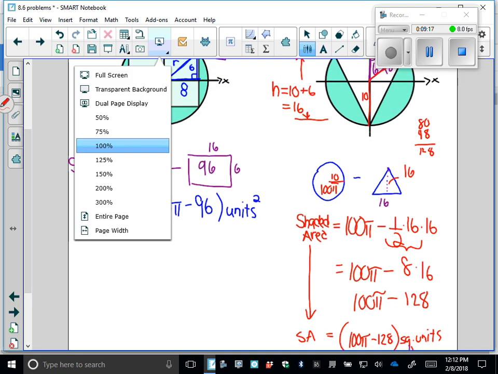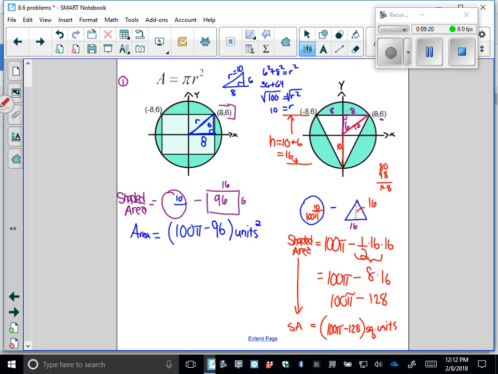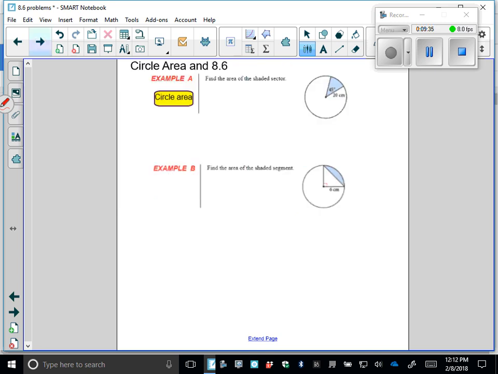So just kind of taking a step back, the problems are very similar. They use the same right triangle. The key to that problem is being able to figure out the radius of the circle given a coordinate. The next type of shaded area problem also involves circle area.